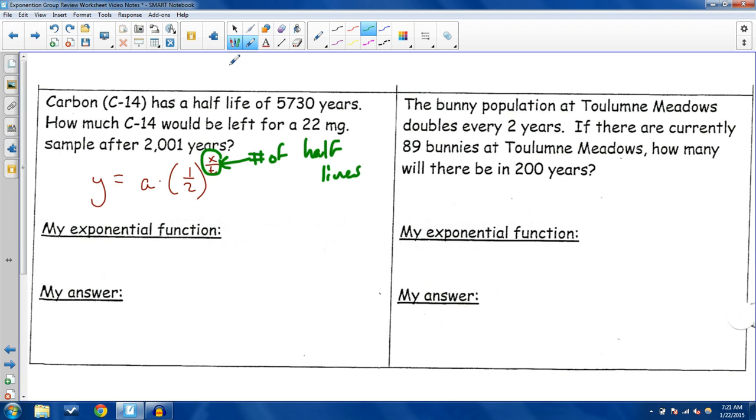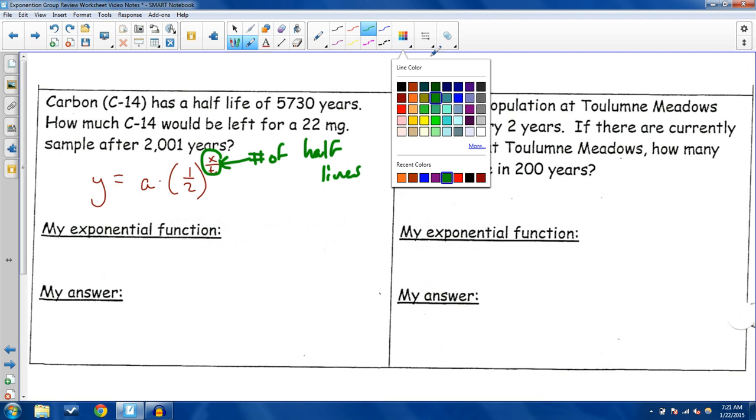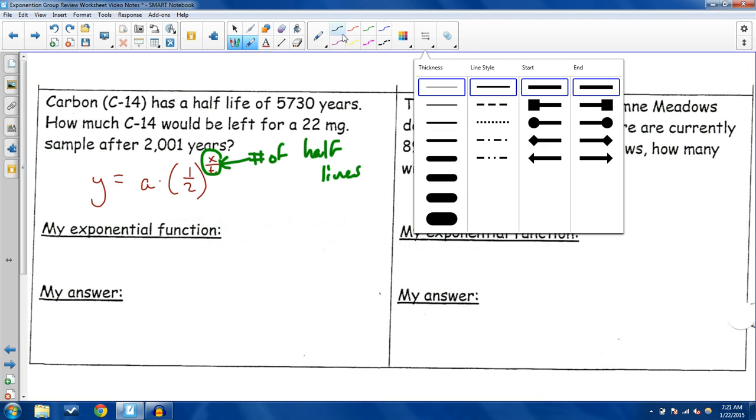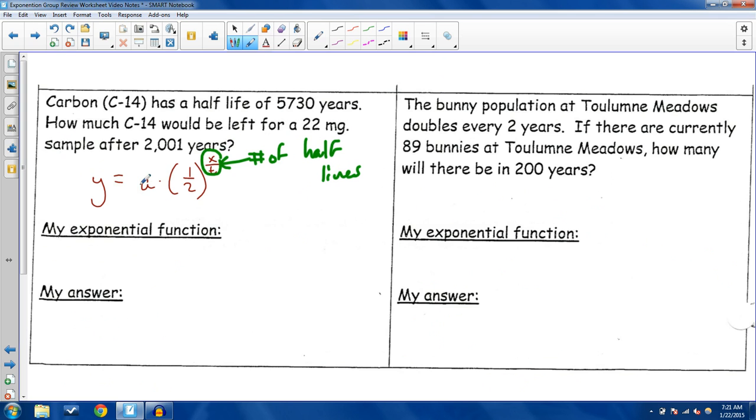When I do this, t represents the half-life of the element, or the isotope. X represents the number of years you have undergone. So x over t is how many half-lives there have undergone. So, carbon C14 has a half-life of 5,730 years. How much C14 would be left for a 22 milligram sample after 2,001 years? A is your initial value of 22 milligrams.